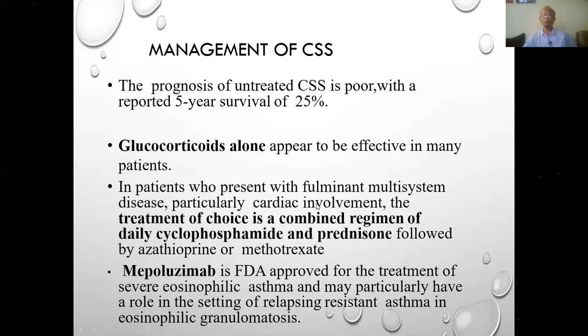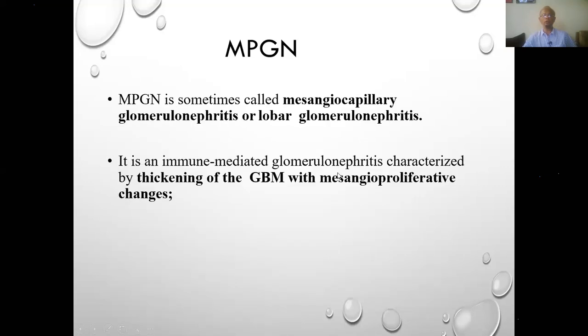In patients who present with fulminant multisystem disease, particularly cardiac involvement, the treatment of choice is a combination of cyclophosphamide and prednisolone, followed by azathioprine or methotrexate. Mepolizumab has FDA approval for the treatment of severe eosinophilic asthma and may particularly have a role in the setting of relapsing resistant asthma in eosinophilic granulomatosis.